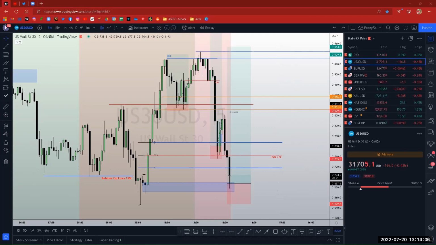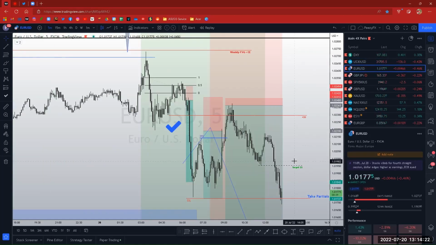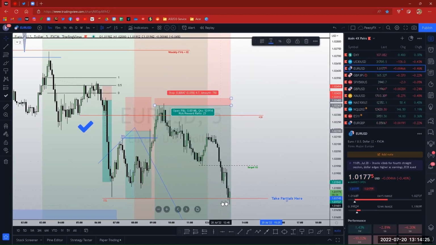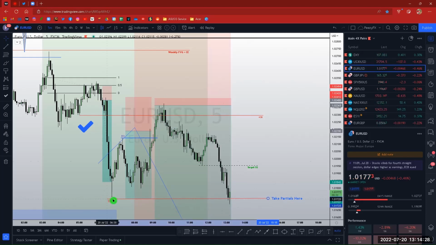Getting paid good from Euro USD. I went ahead and closed the majority of my positions on that trade. And I placed my stop loss. All right, so closed the majority of my positions on that trade as it took out this low right here. Okay, I placed my stop loss.